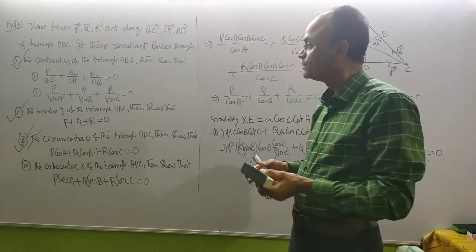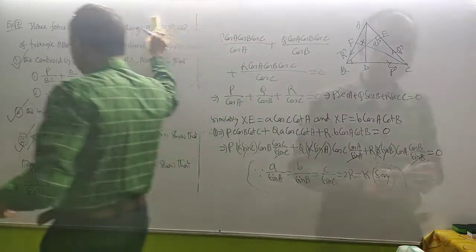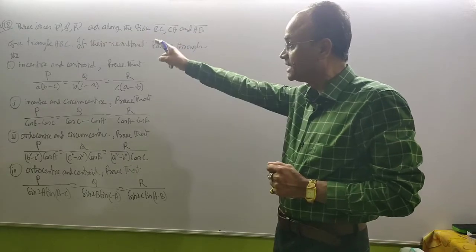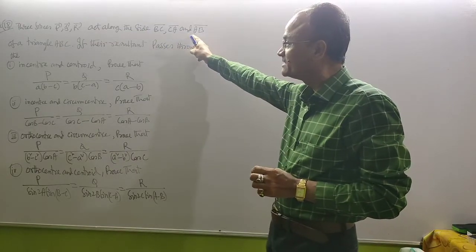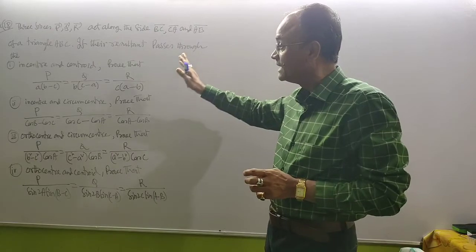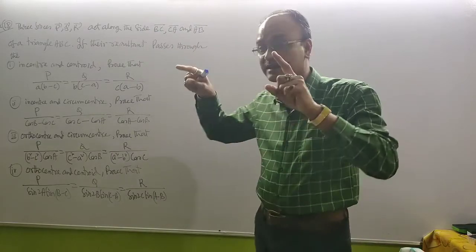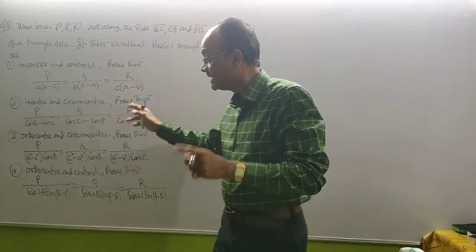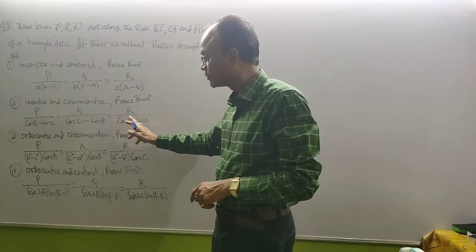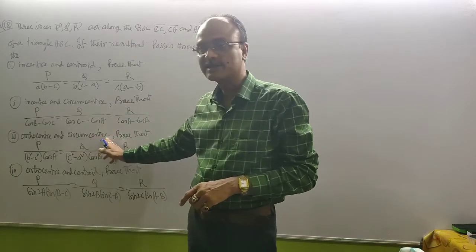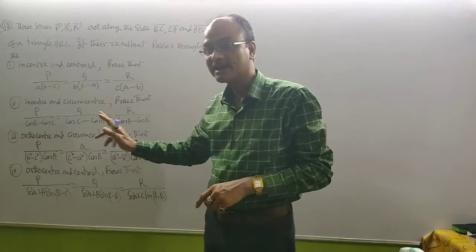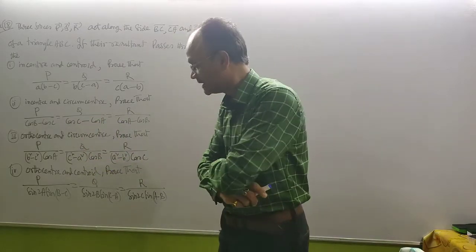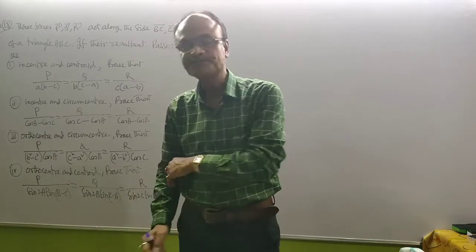Let us take some more problems. Before that, let me remove this. Let us try to solve these 4 problems. Three forces P, Q, R act along the sides BC, CA, AB of a triangle. If their resultant passes through the incenter and centroid, then we have to prove this one. Incenter and circumcenter, then we have to prove this one. Orthocenter and circumcenter, then we have to prove this one. If the resultant passes through the orthocenter and centroid, then we also have to prove this one.